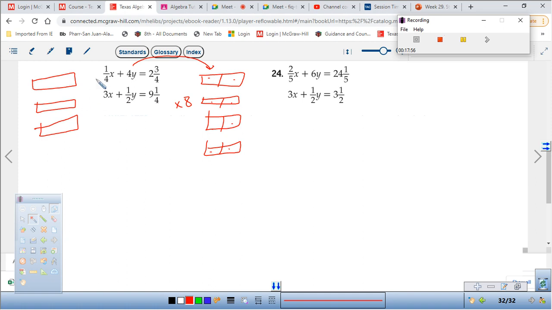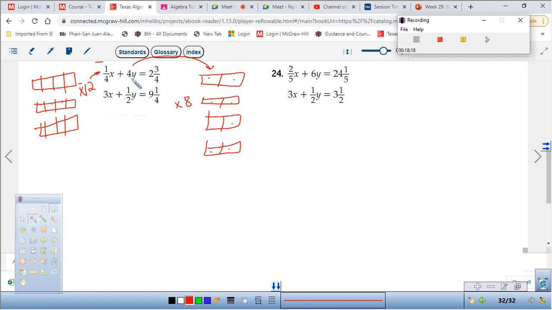Here's 3, right? But a fourth, how many fourths are there? 1, 2, 3, 4, 5, 6, 7, 8, 9, 10, 11, 12. Or I can multiply by 12 here. If I multiply by 12 here, I would get 3. But if I multiply by negative 12, I would get a negative 3 here, and they would cancel out here.